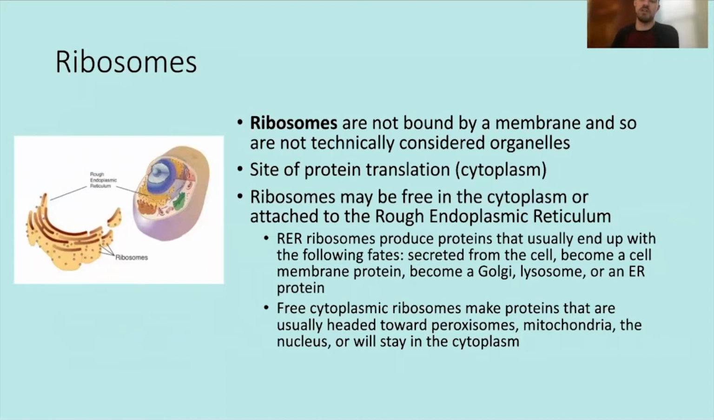There are also ribosomes that are on the endoplasmic reticulum, so they may be free in the cytoplasm or attached to the RER. RER ribosomes produce proteins that usually end up with the following fates. They're usually secreted from the cell, they become a cell membrane protein, or they become a Golgi, lysosome, or ER protein. When they're made in the ER, they're usually on that path, they'll go to the Golgi. They're usually being packaged to be sent to another structure or to be secreted from the cell. Free cytoplasmic ribosomes make proteins that are usually headed toward peroxisomes, the mitochondria, the nucleus, or will stay in the cytoplasm.